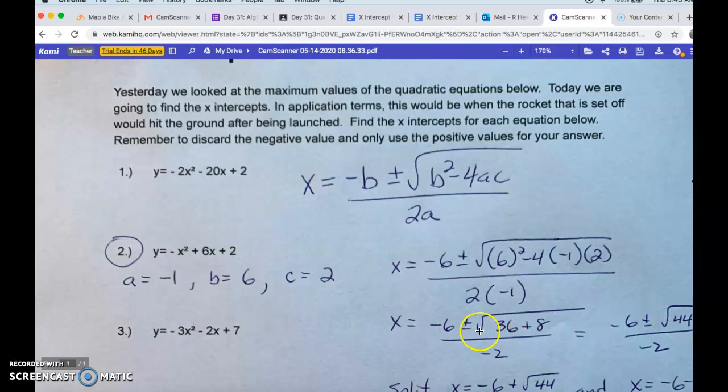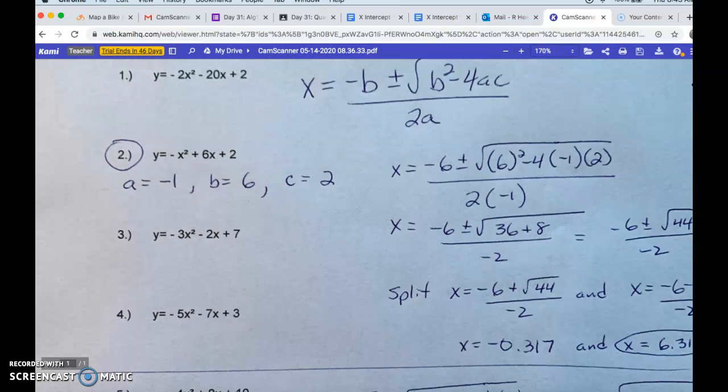All right, so simplify that all. So now it's -6 plus or minus, don't forget that, radical 44 over -2. Remember at this point your radical is simplified. We can get a decimal for that. And now we're going to split it up. So do one with -6 plus radical 44 over -2, and x equals -6 minus radical 44 over -2. Do one with plus, one with minus.